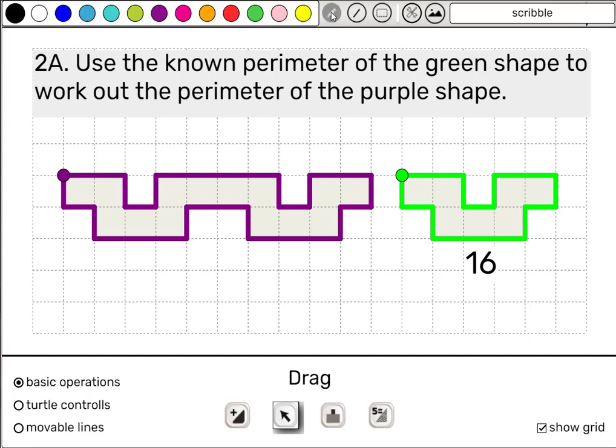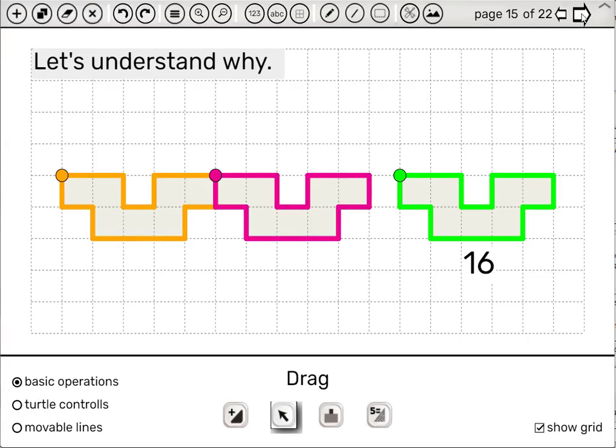The scribble tool can also be used to cut the combined shape. So we have 16 plus 16 minus 2. In class, you can use the turtle controls for all questions, but for now we will skip this and run through the remaining questions fairly quickly in this teacher tutorial. We always provide this graphic for your convenience.